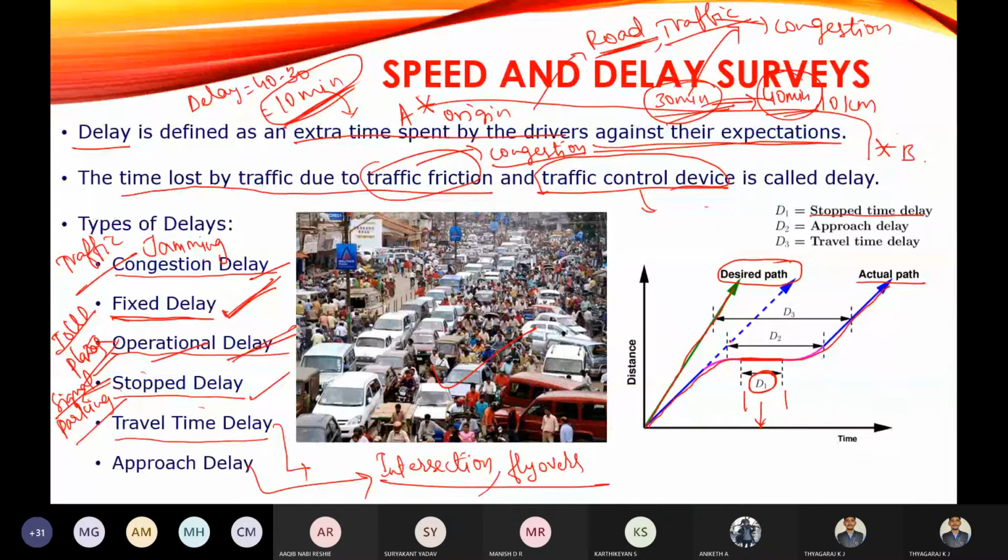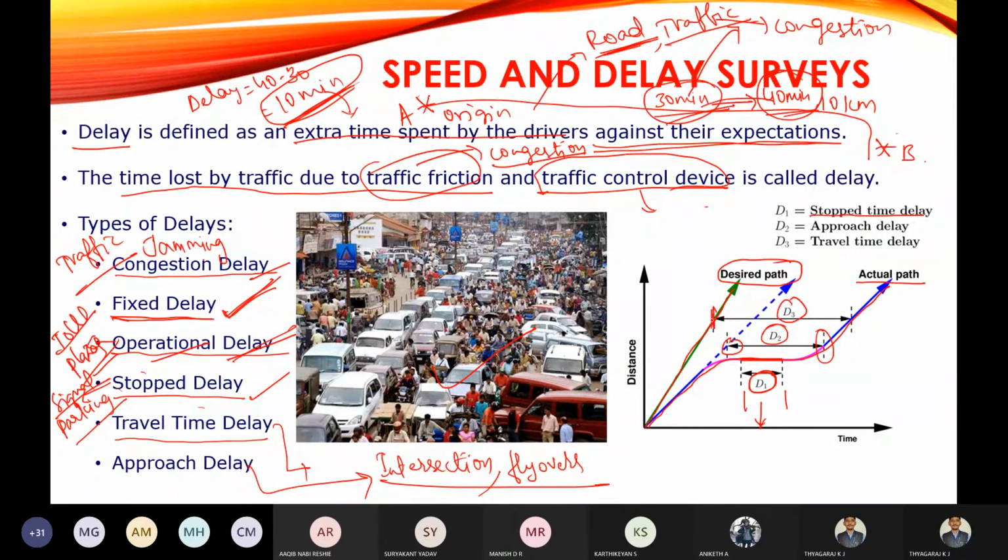Then comes the approach delay. Whenever you are going to flyovers or signals, there you can get this approach delay. Whenever you are entering the intersection, because of traffic signal timings, you are going to stop your vehicle for a certain time. That certain time we are going to call a delay. Then the last one is the total travel time delay.